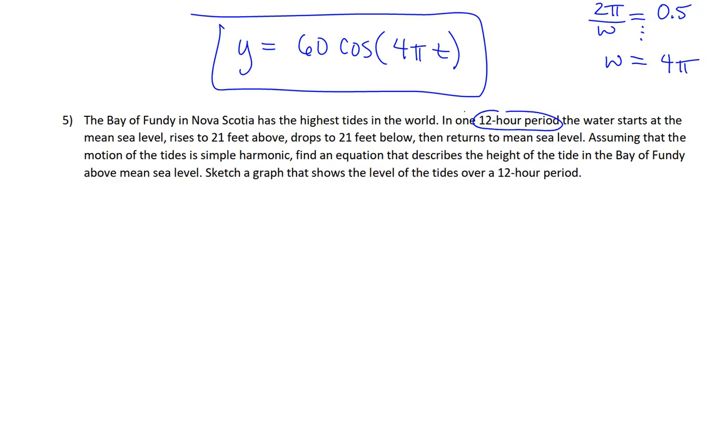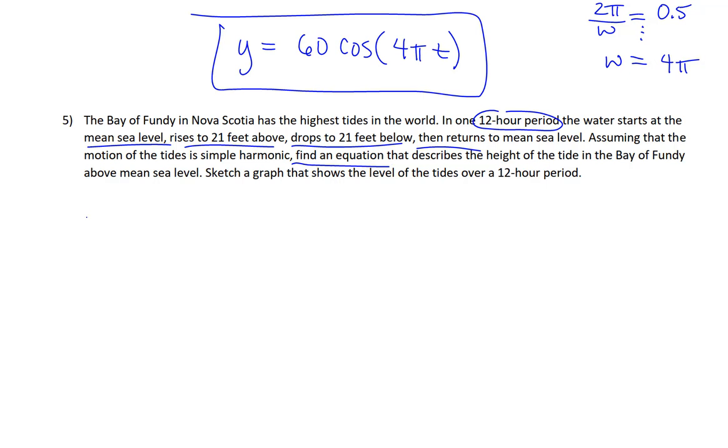In one 12-hour period, the water starts at the mean sea level, rises to 21 feet above that mean sea level, drops to 21 feet below, then returns to the mean sea level. Okay, so assuming the motion of the tide is simple harmonic, find an equation, that's our goal, that describes the height of the tide above the mean sea level. Sketch a graph that shows.